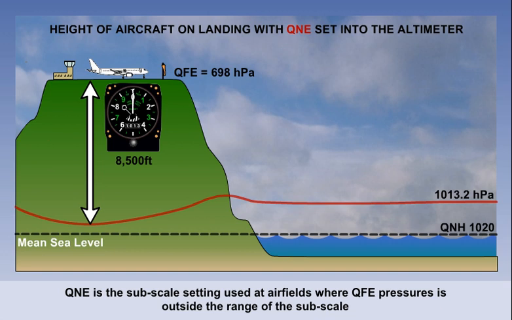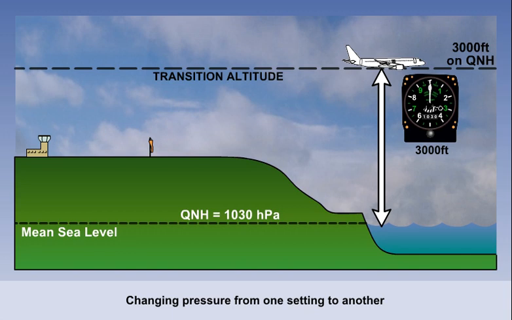This definition is only pertinent to those airfields where the normal QFE range can't be selected on the subscale. In other words, the QFE pressure values are outside the range 850 to 1050 on the subscale. We'll now look at what will happen when changing from one pressure setting to another. This is best demonstrated using a diagram.